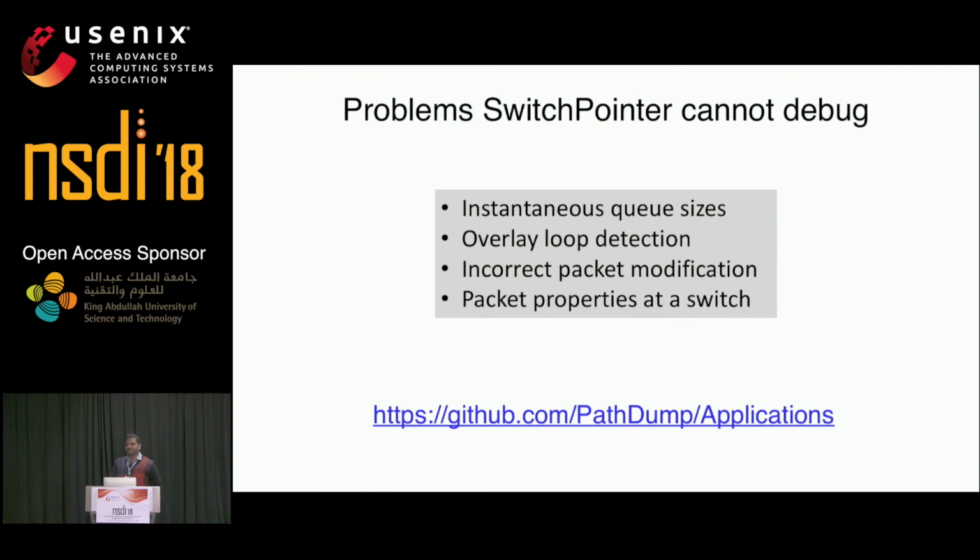And some of the applications that SwitchPointer cannot debug are those that require instantaneous queue sizes, loop detection, and properties of a packet at a particular switch. You can find details about them in the GitHub repository too.